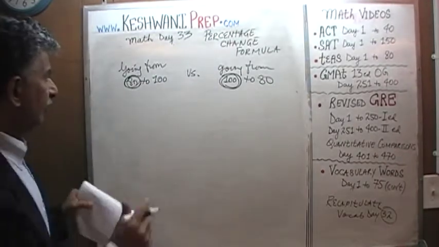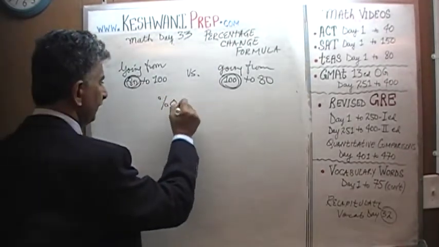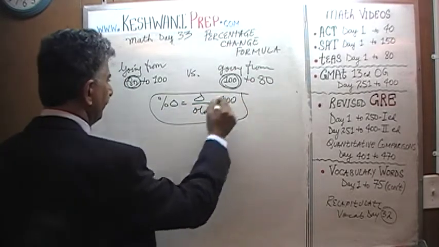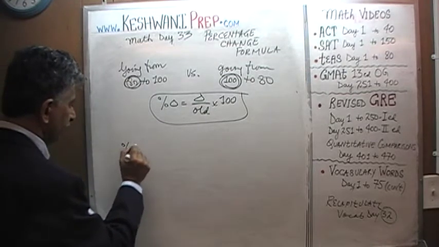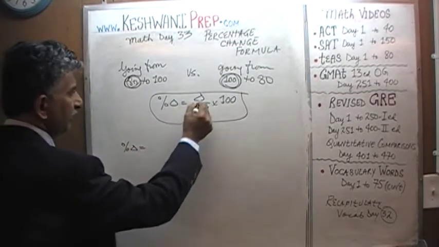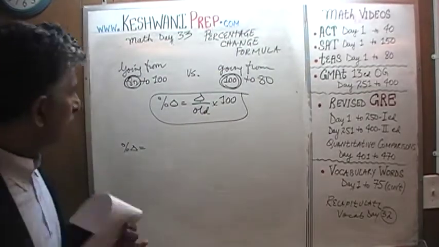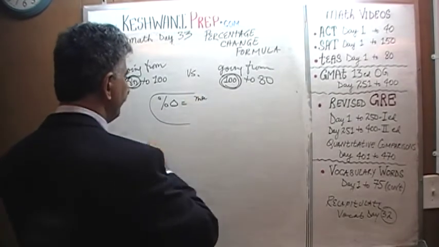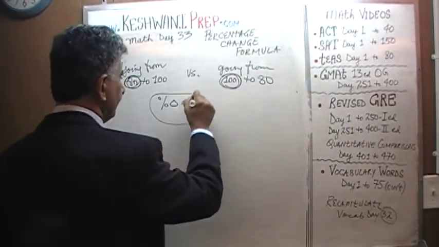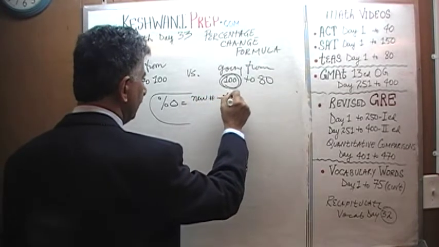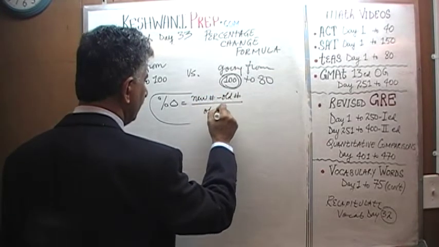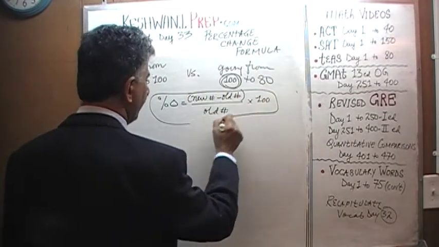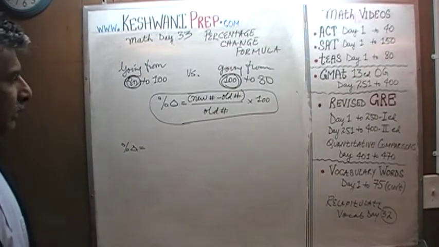Again, the formula is the same. The formula simply tells us that the percentage change is the change divided by the old number times 100. Remember, change is always the new number minus the old number, so why don't we put that in the formula itself? That's the formula: new number minus the old number, over the old number, times 100.